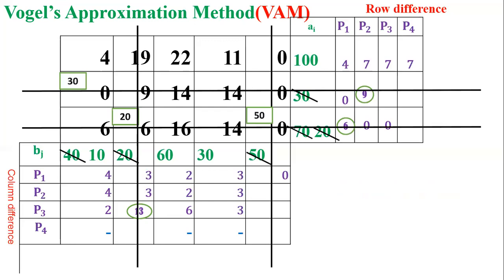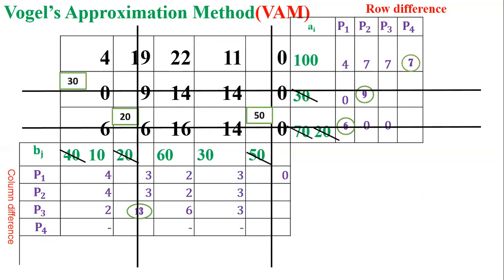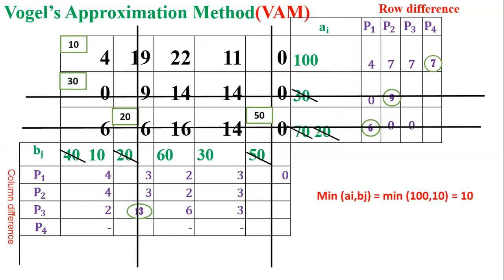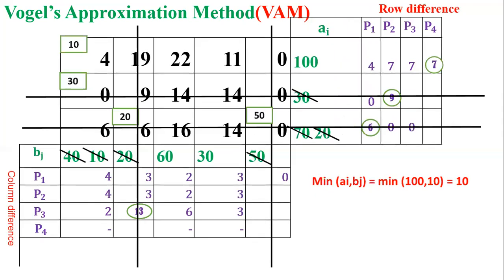You have to enter that column. Among these elements, you have to choose the least element, 4. You have to allocate that place. Then choose its corresponding Ai, Bj value, the minimum of the Ai, Bj values. Under 10, the minimum is 10. You have to allocate 10. 10 minus 10, 0. Next, 100 minus 10, 90. So demand is fully utilized. You have to strike out the demand.